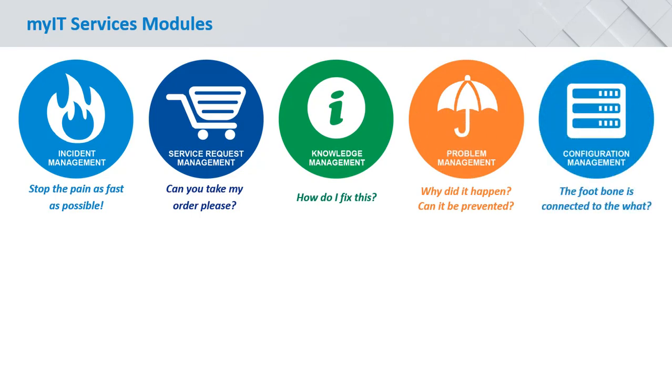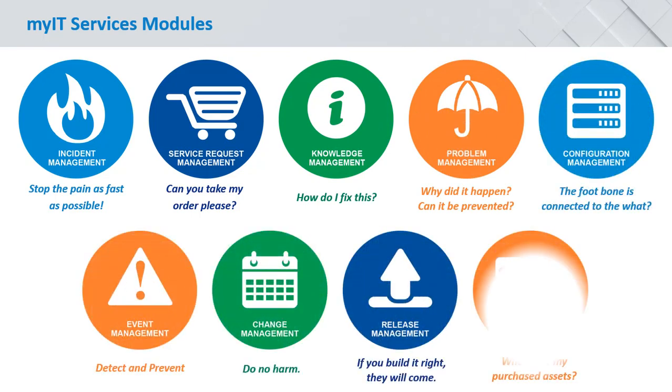The current modules implemented in myIT Services are described on this slide. Incident management ensures that following an incident, normal service operation is restored as quickly as possible to minimize the adverse impact on business operations. Request management is focused on identifying, tracking, managing, and fulfilling requests for services. A request management initiative has 2 primary objectives: to improve customer experience and to reduce operational costs.